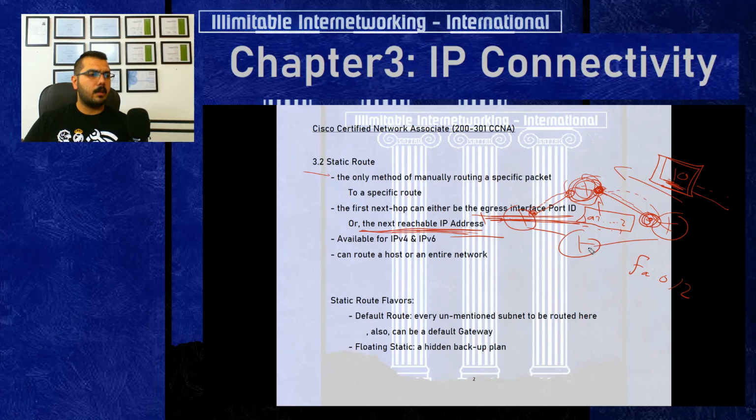Actually, I don't know why, but in maybe 90% of the cases, this second method of the next reachable IP address is used. So we'll type ip route, this subnet, to this IP address. You'll rarely see the egress interface port. It will be to this IP address. It's available for both IPv4 and IPv6, and we will do the lab for both of them. It can route either a host or an entire network.